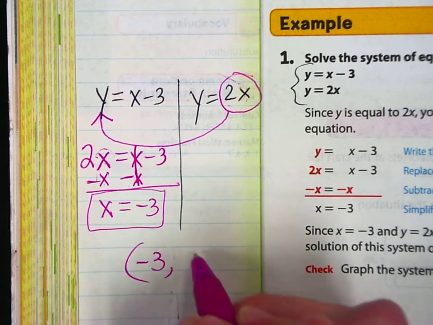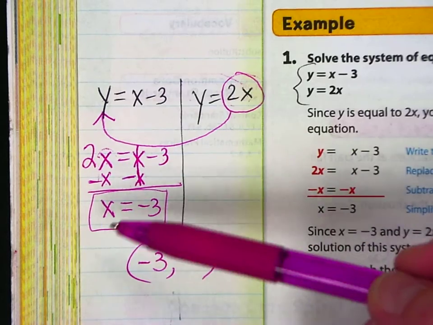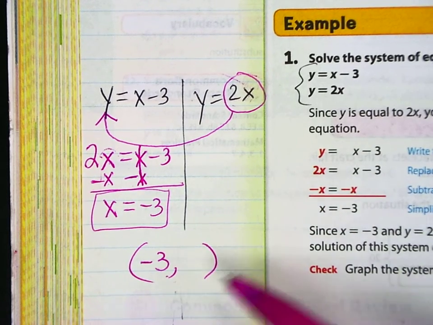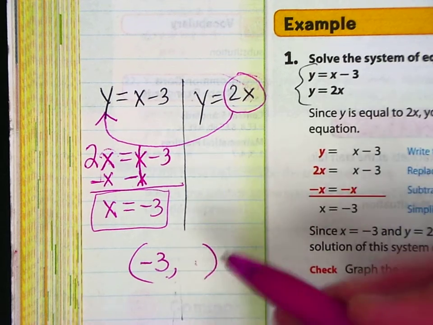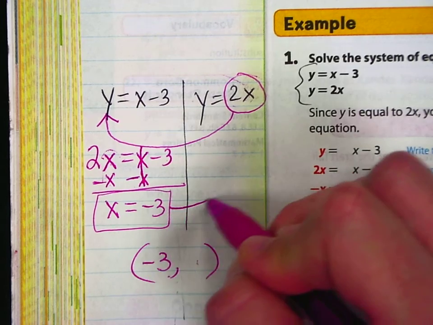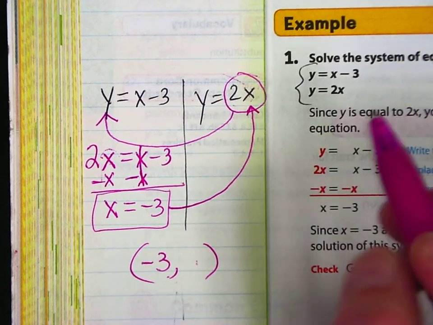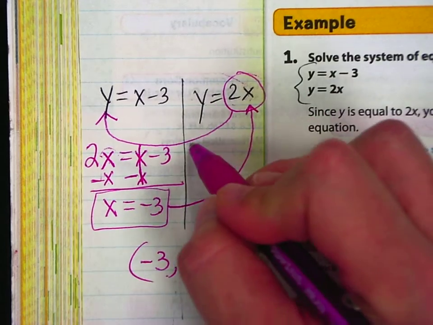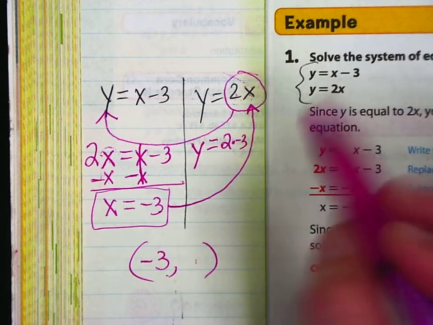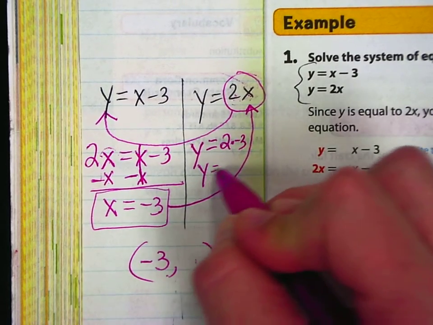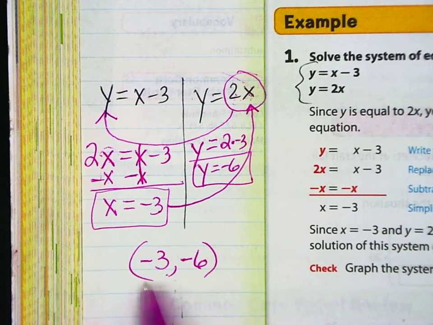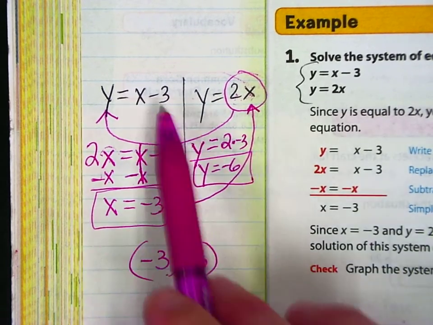Negative 3 is my x in my ordered pair. I just found that x equals negative 3, and so I have half of my solution now. So now I need to find the y number that goes here. So now you're going to take this answer for x and plug it back in to this x. So if we know x is negative 3, now we're going to solve 2 times negative 3, because that's what 2 next to x means. So 2 times negative 3 is negative 6. So then y equals negative 6, and you write your answer as an ordered pair. This is the solution of this system.